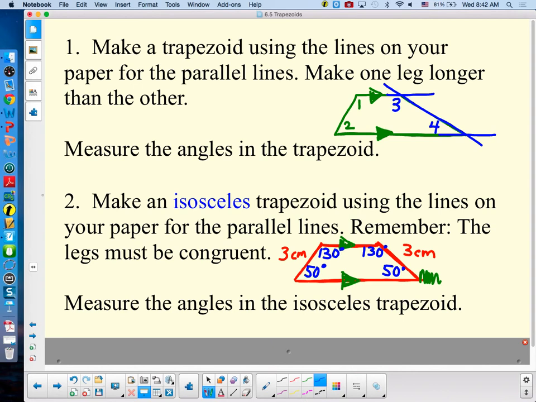In an isosceles trapezoid, there is like a line of symmetry. If you would go right through the middle of that trapezoid and fold it, the two halves would match. The angles would match up on each end. Did it work for you?